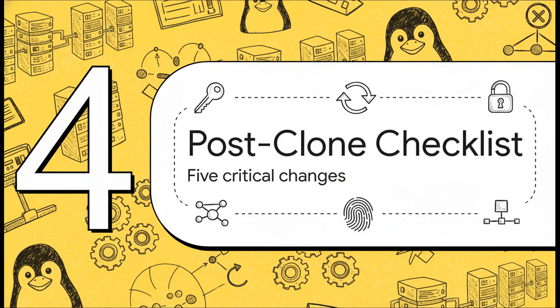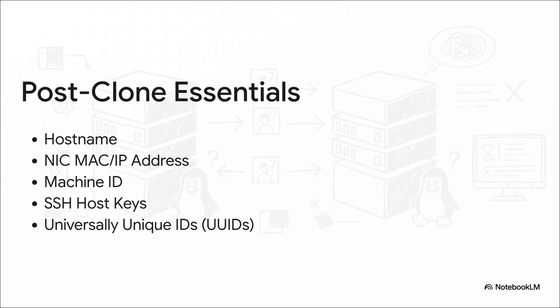It's not optional. These are the 5 critical things you absolutely must change every single time you clone a Linux virtual machine. Burn this list into your brain. First, the host name, obviously. 2 things can't have the same name. Second, the network stuff, like its MAC address and IP address. Third, the machine ID, which is like a digital fingerprint for the system's core services. Fourth, the SSH host keys, which is what causes that scary security warning. And finally, any other unique IDs or UUIDs that might be hiding in your system.